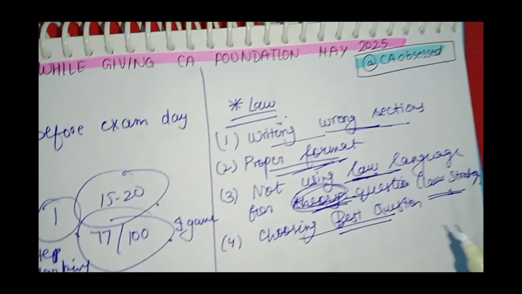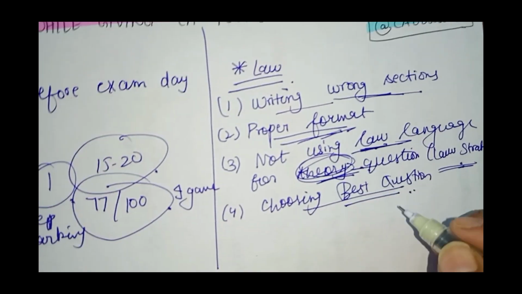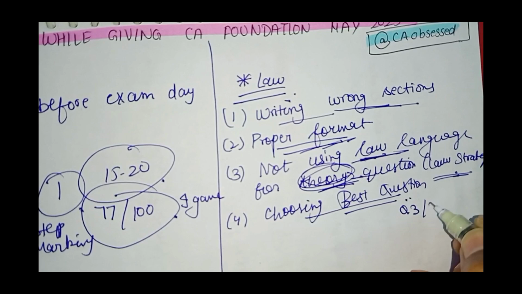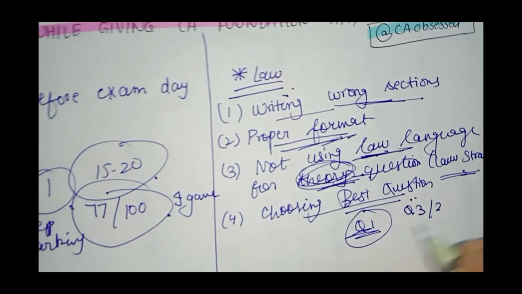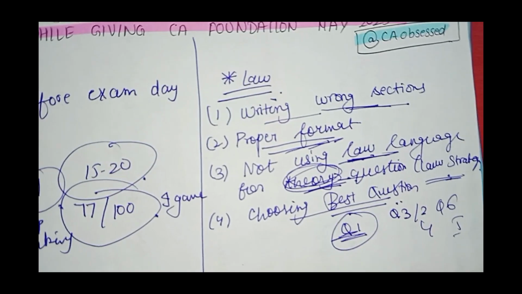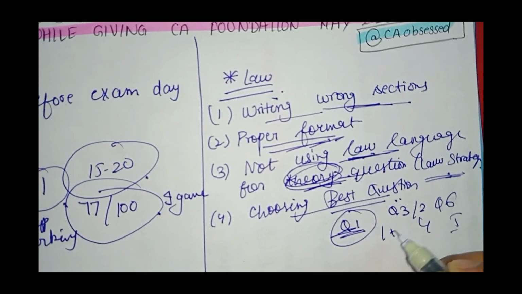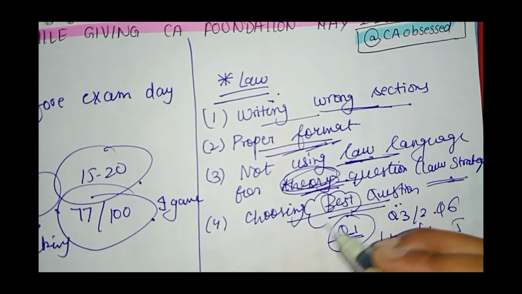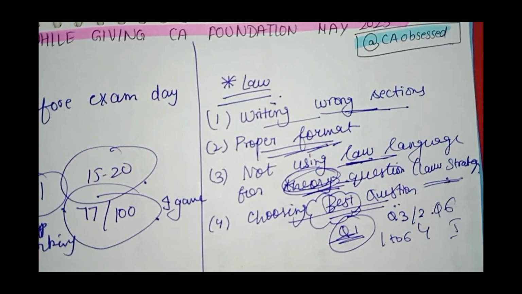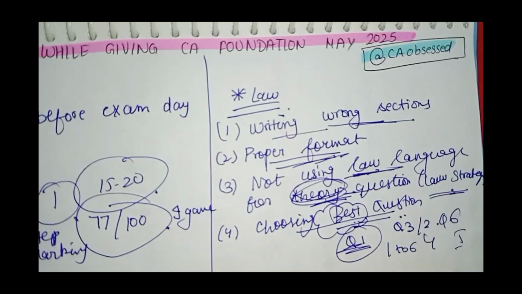Choosing the best question. Now this should be done. I've listened to so many students who have given their exam. They were like, I knew that I can do question 3 or 2, but I still started with 1. Why? What is the need? I did not start with 1. I started with 6, then 4, then 5. It is not important to maintain the sequence from 1 to 6. You'll start with your best question and not ignore any single point. You have to read and make sure which question you're going to attempt first.